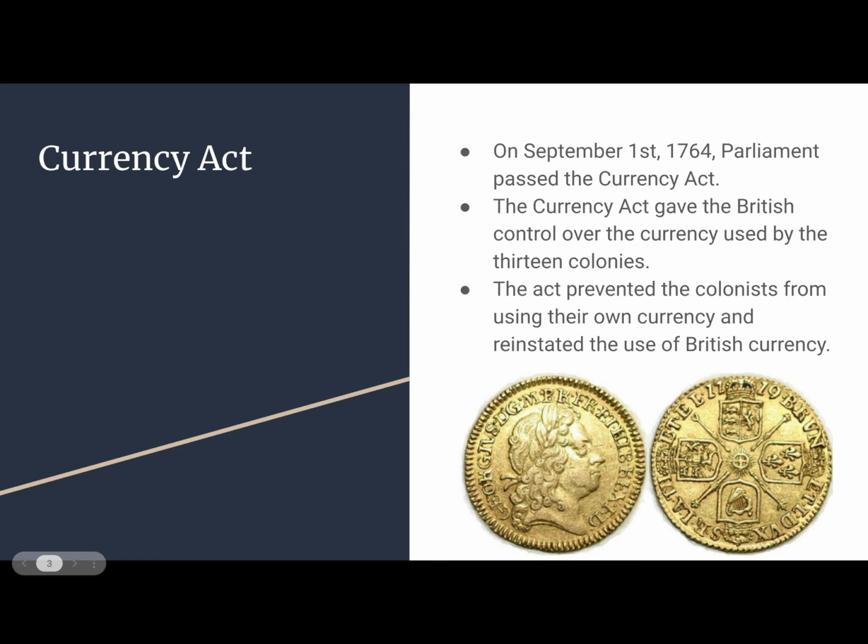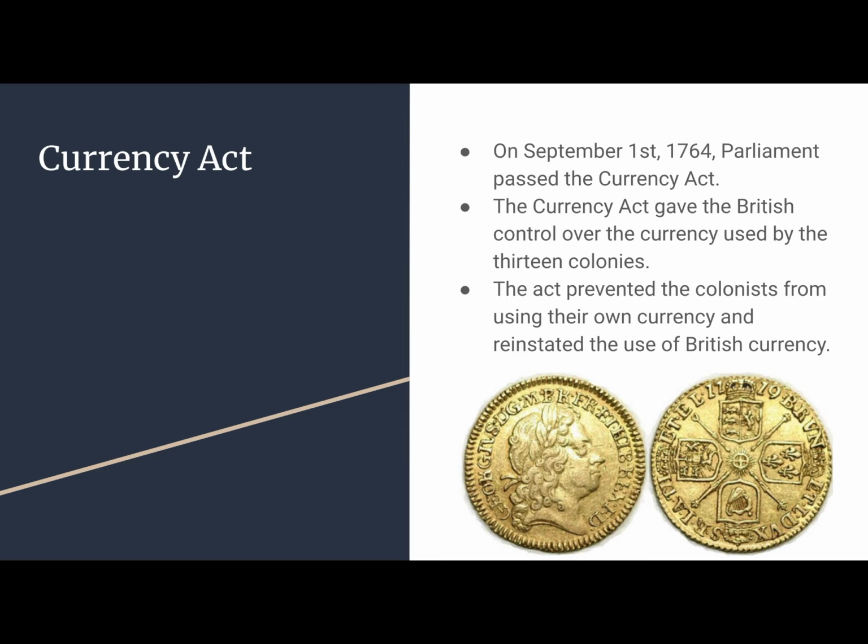On September 1, 1764, Parliament passed the Currency Act. The Currency Act gave the British control over the currency used by the 13 colonies. The British prohibited the colonists from using their own currency and reinstated the use of British coin. Parliament heavily favored a hard currency system, which was based on pound sterling.